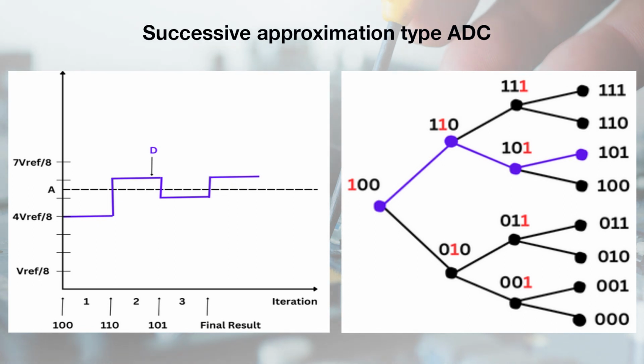So, in this process we need only 3 iterations for conversion, as you can see in the decision diagram, and for n bits we need n iterations. So, this method is faster compared to counter type and tracking type converters.